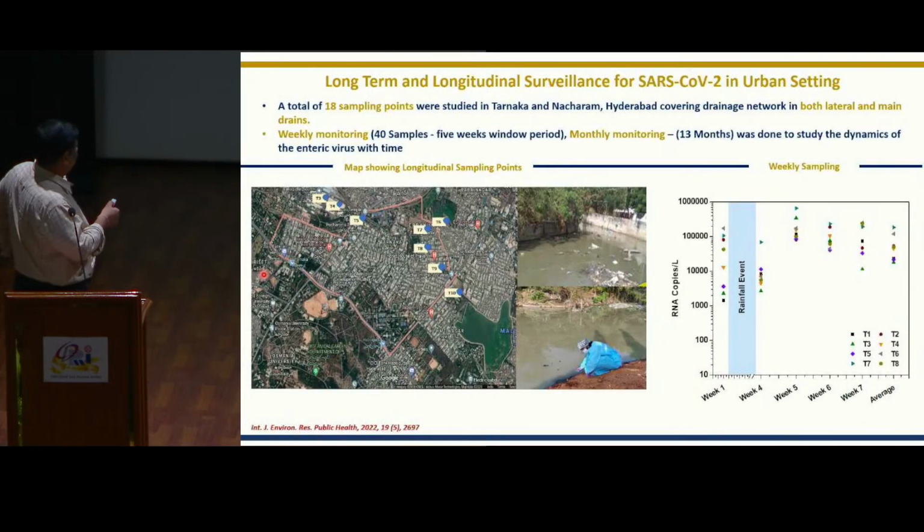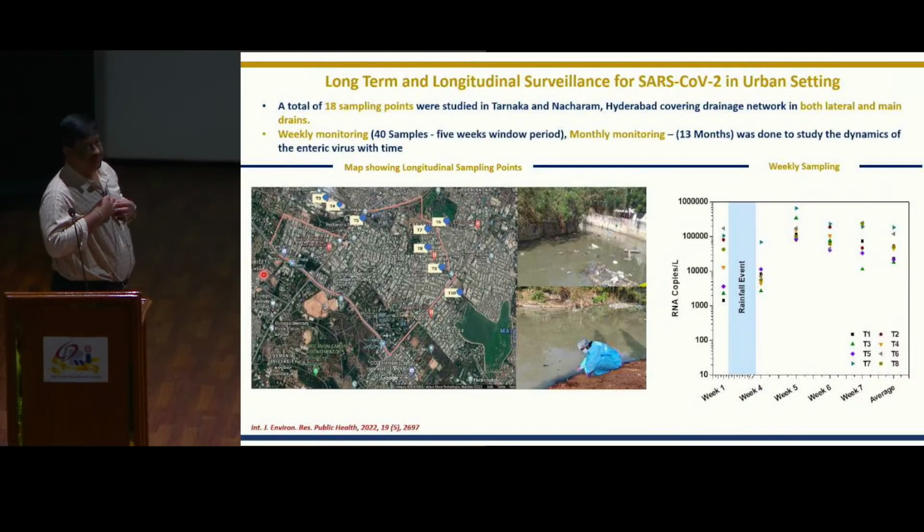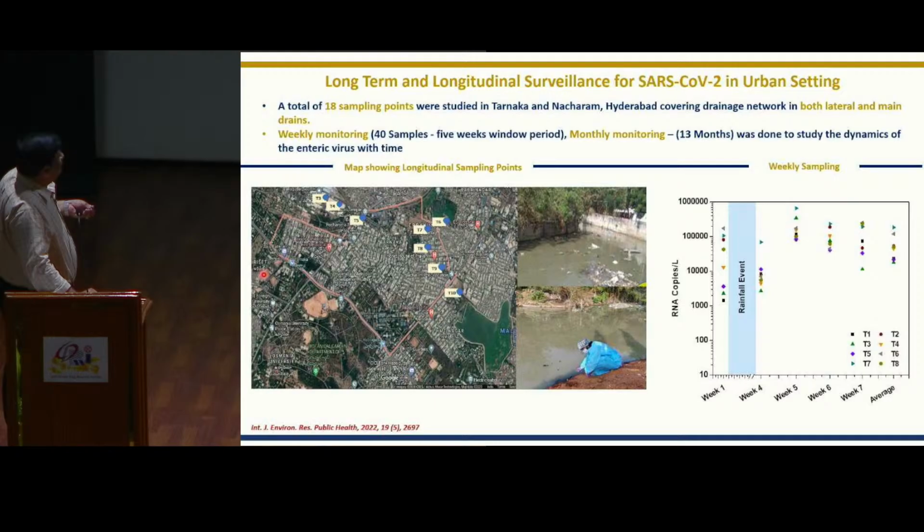Then we looked into long-term surveillance. Getting a sample once or twice and finding infection is not the correct way to understand community health. So we collected samples from that area, where you can see the map. We identified different drains emanating to the sewage treatment plants. We collected nearly 10 samples from different locations, from main drains to lateral drains, and looked into the infection rates. In the graph you can see the RNA copies varying.